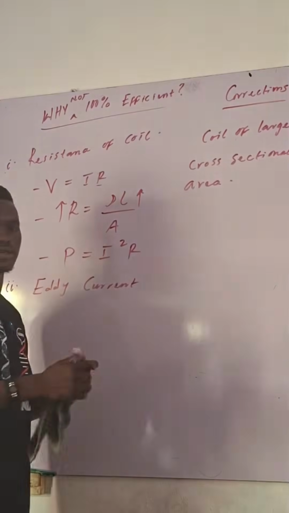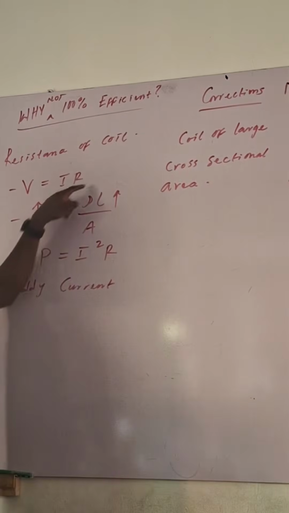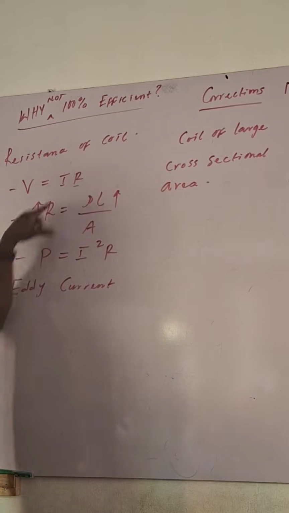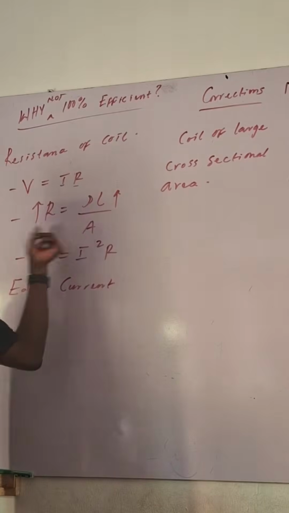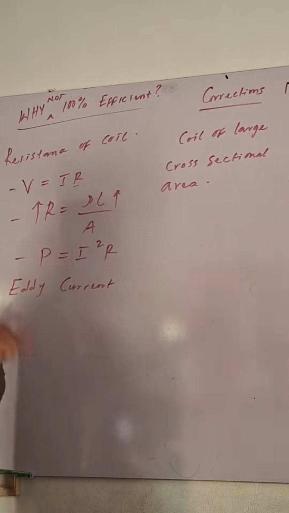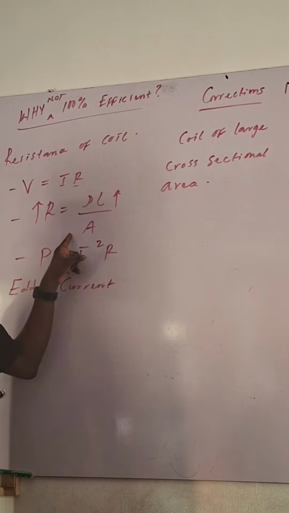So let me explain that. Resistance is equal to what? Rho L over A. If the wire is very long, then the resistance will be high. But if the wire has a great area, resistance will be low. So for you to counterbalance the effect of length, you can increase the area.